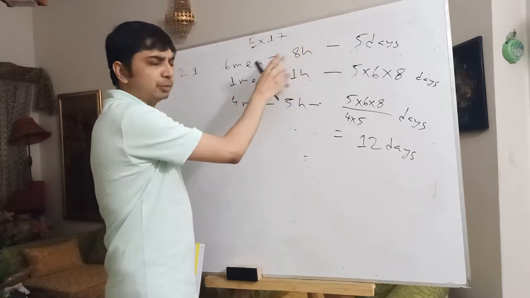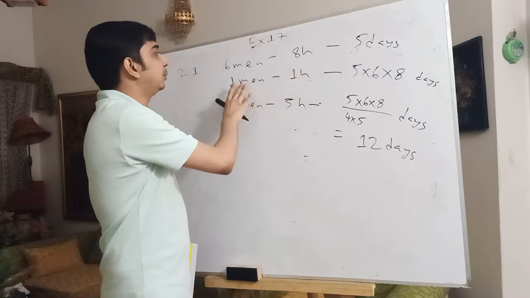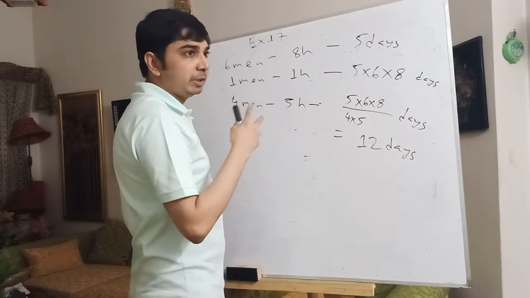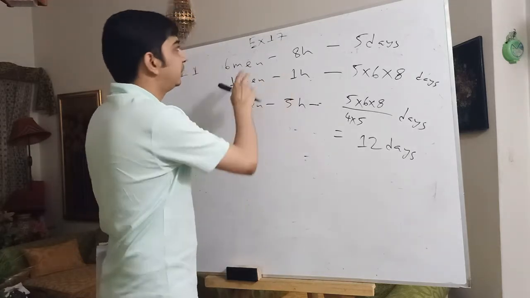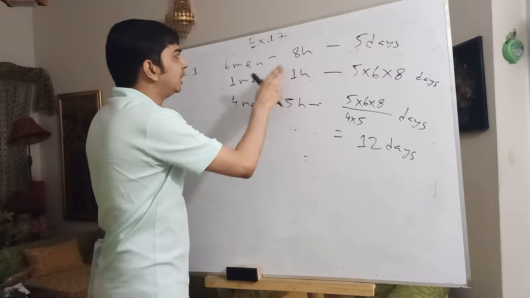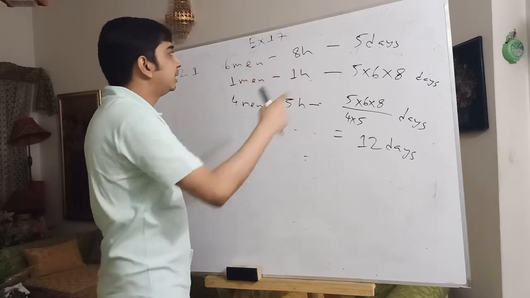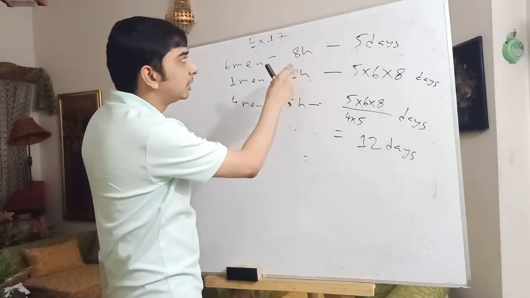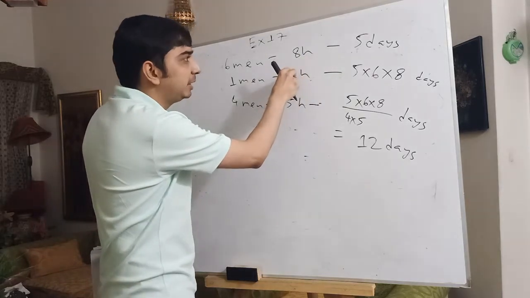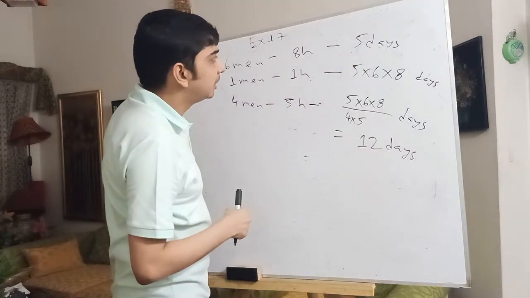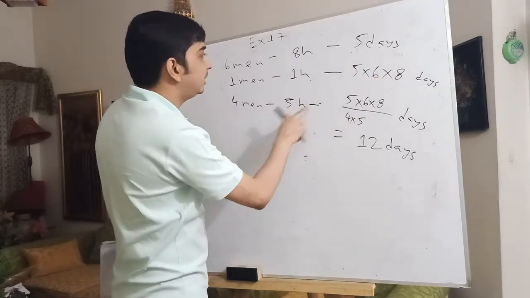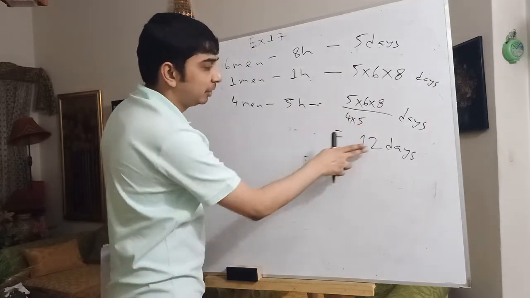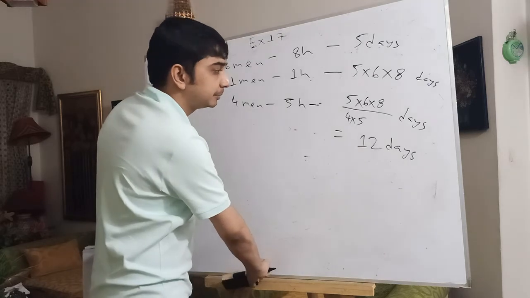So you can do it more gradually. Let's say 1 man and you keep just 8 hours, but I'm doing the 2 steps combined into 1. So 6 men, 8 hours, 5 days, 1 man, 1 hour. So 6 men to 1 man, you're going to multiply by 6, the number of days is going to increase. 8 hours to 1 hour, so time per day decreases, so the number of days increases. So 4 men and 5 days, this quantity is divided by 4 and that is divided by 4 into 5. So this becomes 12 days.